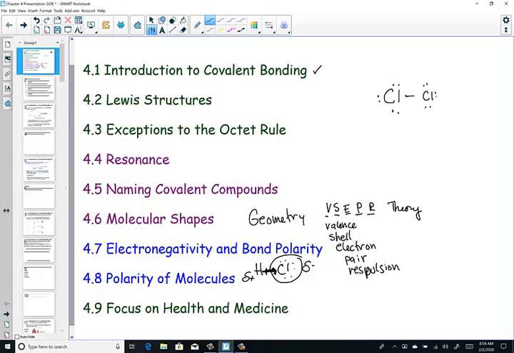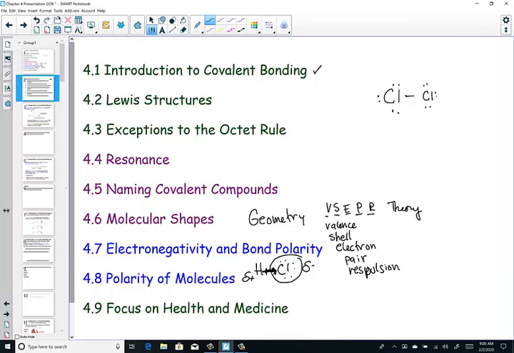Bonds can be polar if there is an unequal distribution of electrons, and so can that be true for molecules. The entire molecule can be polar if there is an unequal distribution of electrons throughout the structure. And you have a little assigned reading towards the end of our chapter. In your notepad, you'll notice the focus on health and medicine, and you'll investigate some covalently bonded compounds and their relationship to that field.